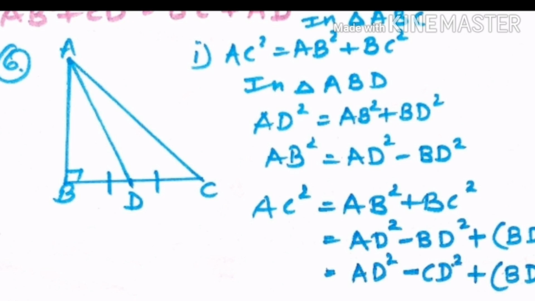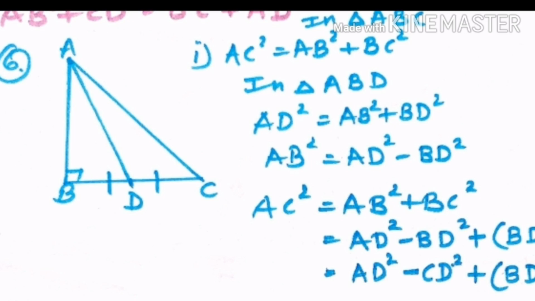So we will construct our own figure according to the question. ABC is a triangle and angle B is 90 degree, which I have already shown in the figure. And D is the midpoint of BC. As D is the midpoint, so BD is equal to DC. As we know, the property of midpoint, it makes the equal parts. Now, what we want to prove in the first result, accordingly, I have started AC square is equal to AB square plus BC square, using Pythagoras theorem in triangle ABC.